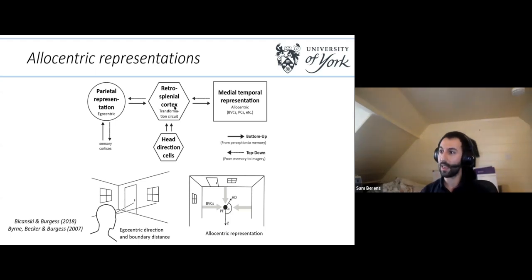The retrosplenial cortex mediates between these two reference frames. So in the retrosplenial cortex, it's thought that a set of approximate linear transformations can map egocentric information in the parietal cortex into allocentric representation in the medial temporal lobe. Those are the bottom-up connections. And you also have top-down connections that translate allocentric information in the medial temporal lobes into egocentric representations in the parietal cortex. So you've got this forward and backward flow of information.